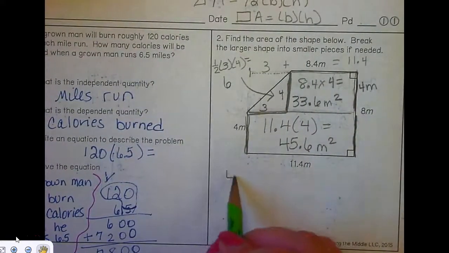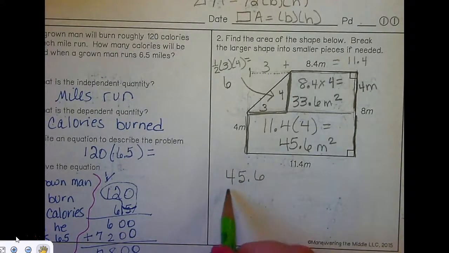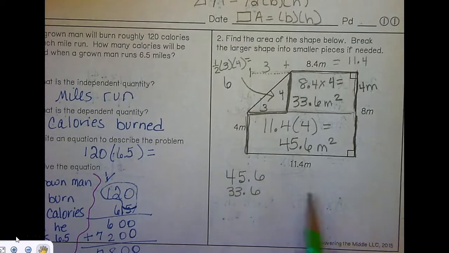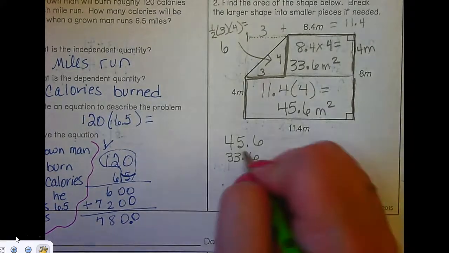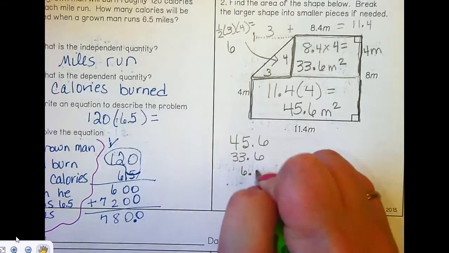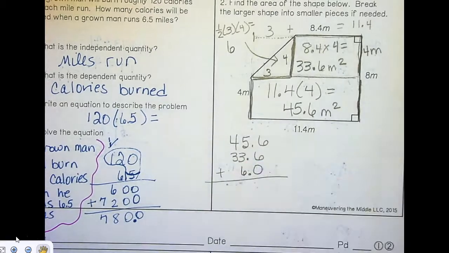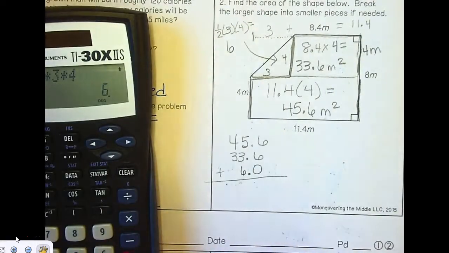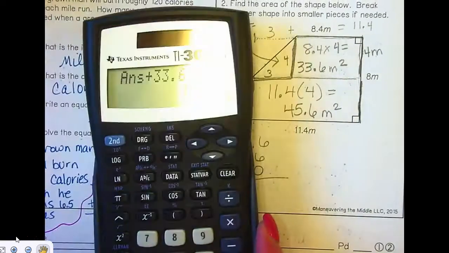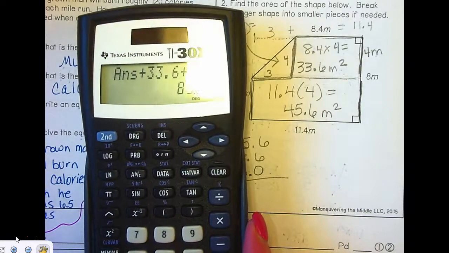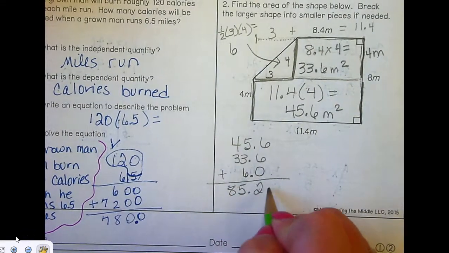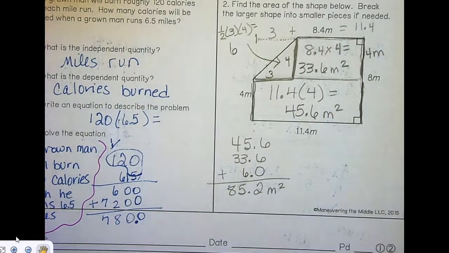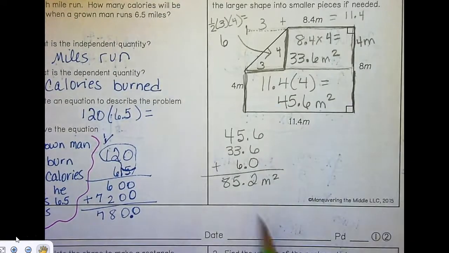And then what do we do? Add them up. 45 and 6/10 plus 33 and 6/10 plus 6. Where do I put the 6? Under the 3, right here. This 3. It's really 6.0, right? And then we're just going to add. So I have the 6 plus 33.6 plus 45.6. And we get 85 and 2/10 meters squared. And that is our answer.